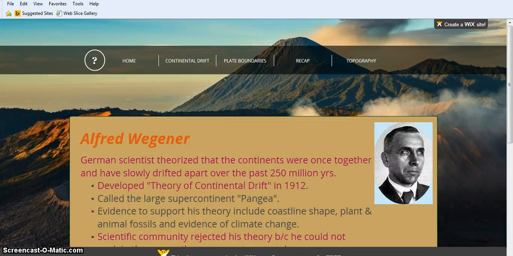Okay, so Alfred Wegener was a German scientist who theorized that the continents were all at one time completely together and that they have slowly drifted apart over the past 250 million years. He developed this theory in 1912 called the theory of continental drift. At one time, when these continents were considered together, they were called Pangaea. They were a large supercontinent. Evidence to support his theory includes coastline shape, the plant and animal fossils, and evidence of climate change.